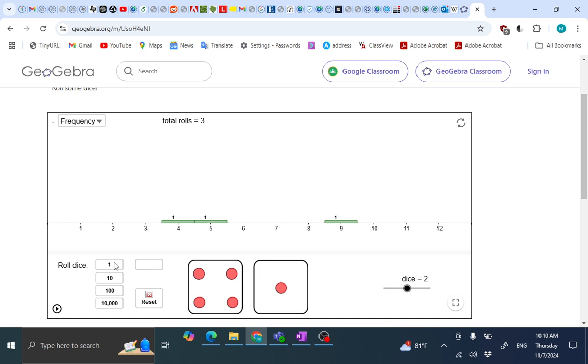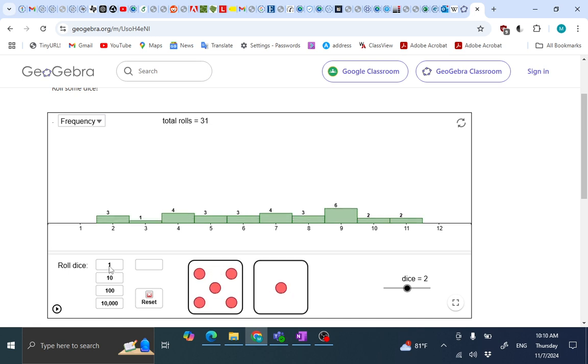I keep doing this thing. What's the minimum I can get? Minimum I can get is a 2, 1 and a 1. What's the maximum I can get? The maximum is a 12, 6 and a 6. So I can keep throwing this dice and add these things and see what happens.